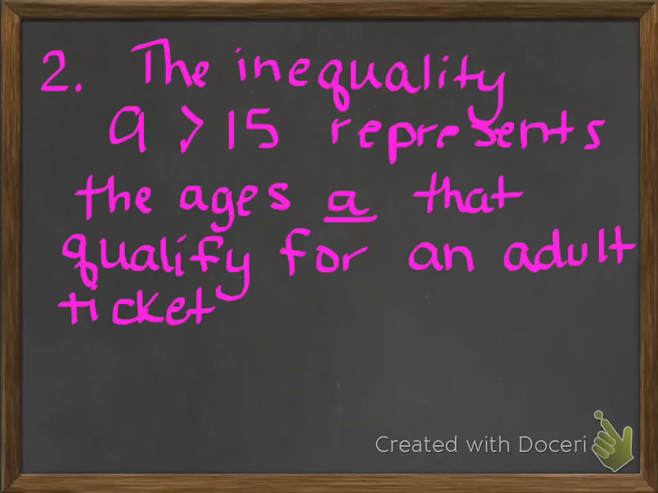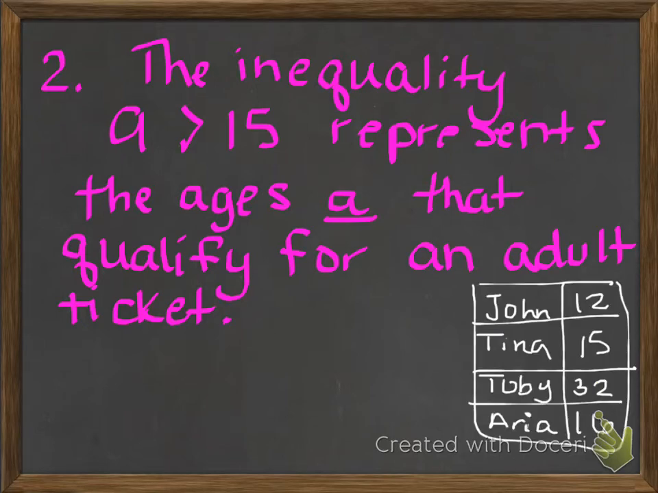All right, the next question that you're going to see says the inequality A is less than 15. Okay, actually I went ahead and changed it, just the sign. The inequality A is greater than 15 represents the ages A, so that's just saying that the variable is A, that qualify for an adult ticket. Okay, so that's what the statement will say. You'll also have a table. I'll go ahead and draw the table now.